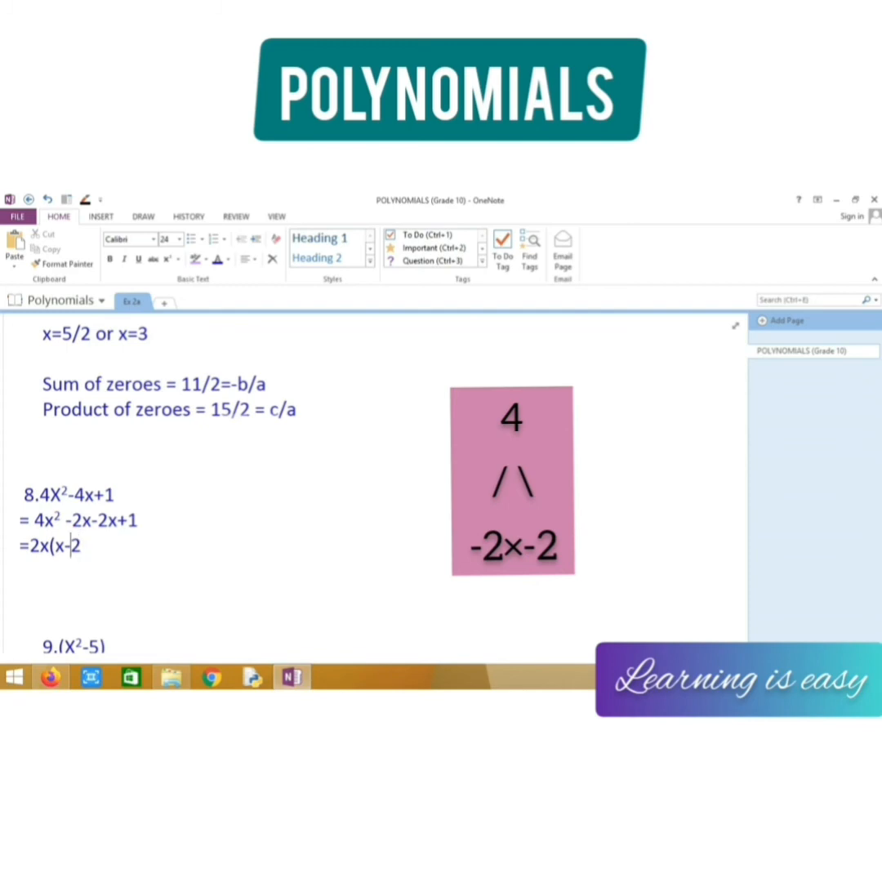So 2x into 2x minus 1, then only it makes 4x squared minus 2x, minus 1 into 2x minus 1. So this is 2x minus 1 into 2x minus 1. So value of x is going to be 1 by 2 or 1 by 2. So with the given value of x, we can verify sum of zeros and product of zeros.